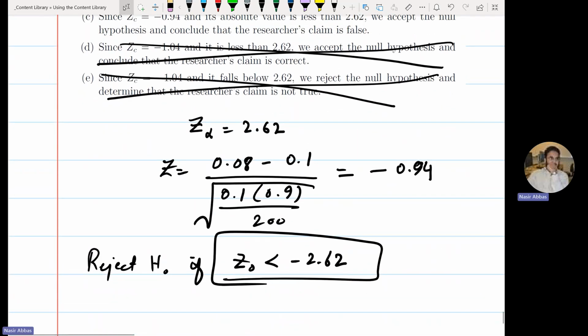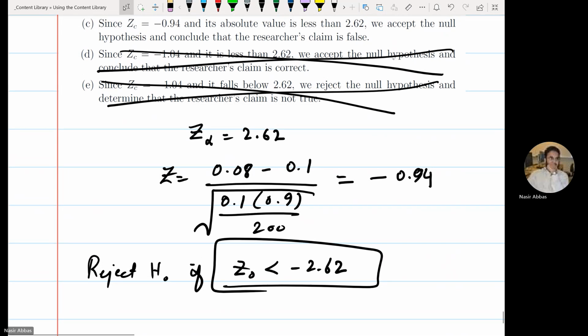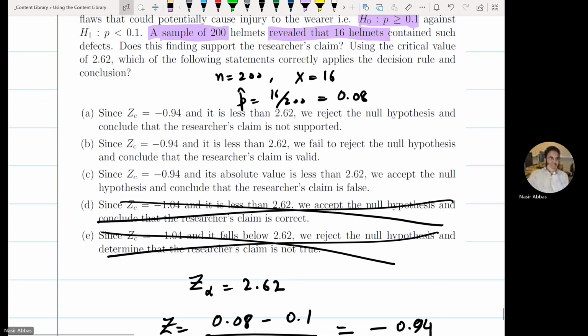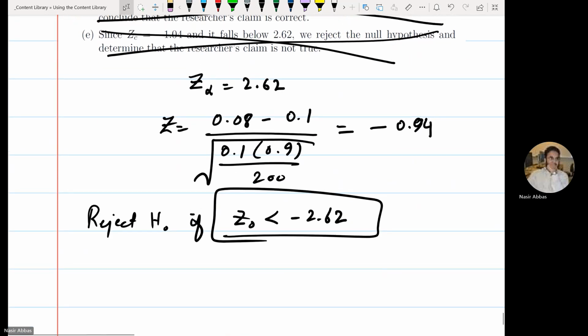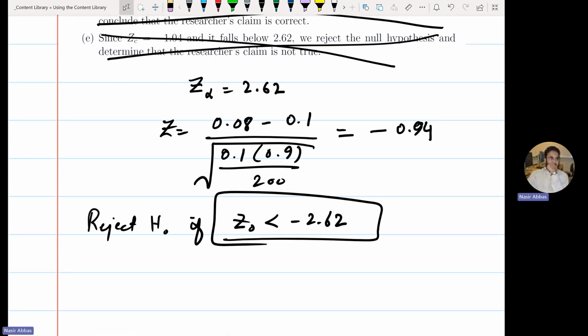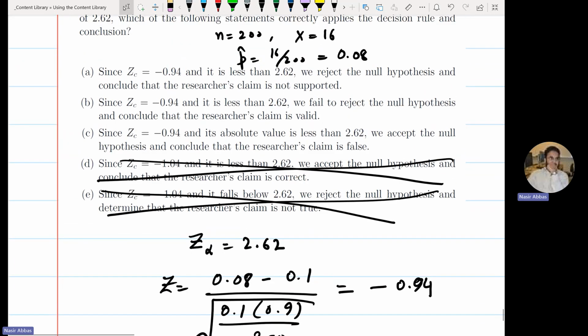It was two-sided, right? We reject H0 if Z, which is minus 0.94, is less than minus 2.62. Is it less than minus 2.62? No, it is not. So you should fail to reject H0. Look for the option.